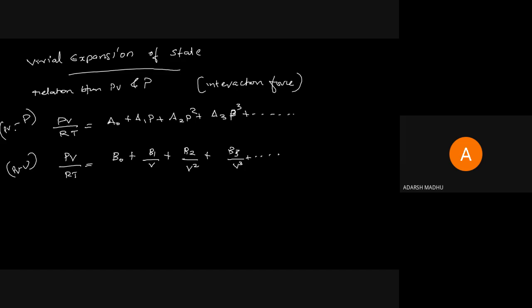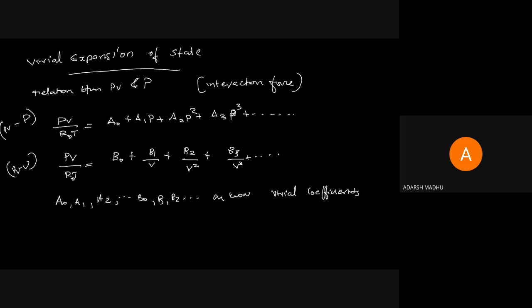Here R is the universal gas constant, R naught. Here A naught, A1, A2, and B naught, B1, B2, etc. are known as virial coefficients.